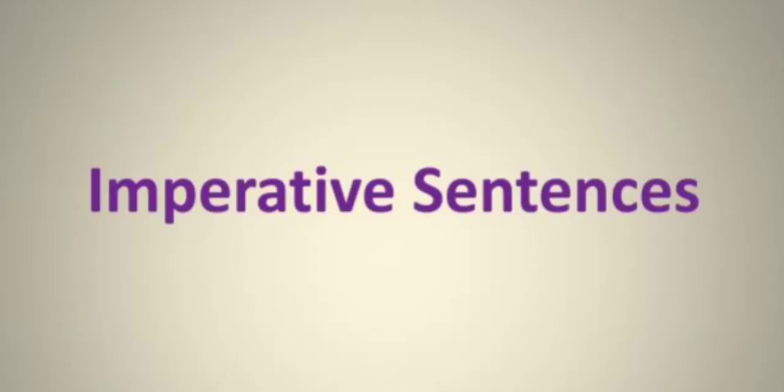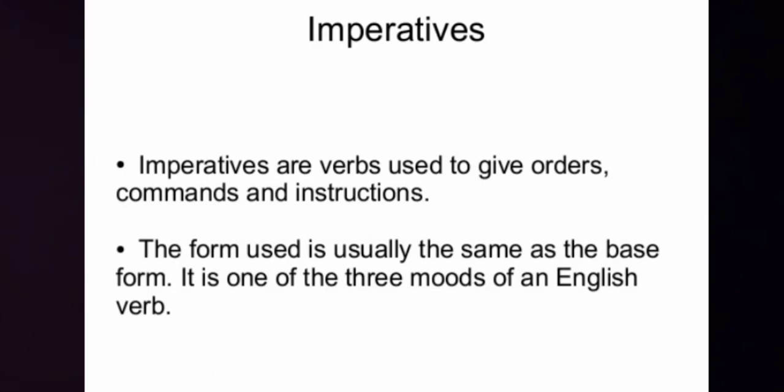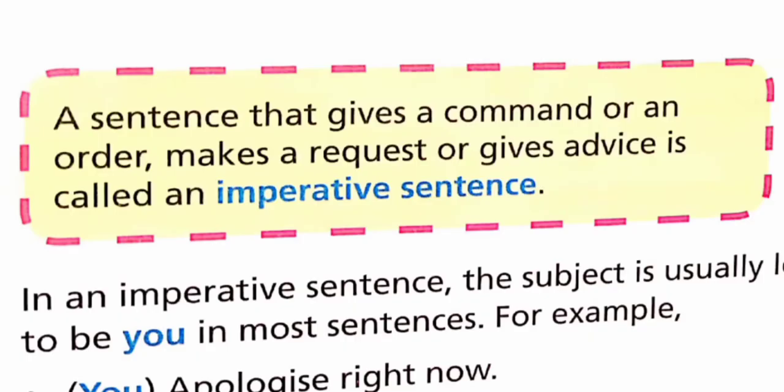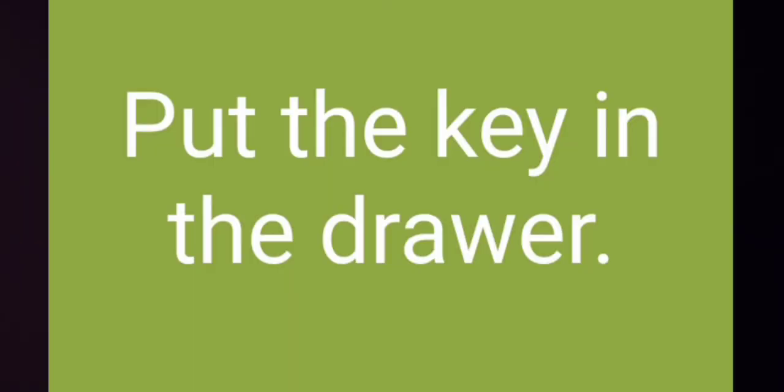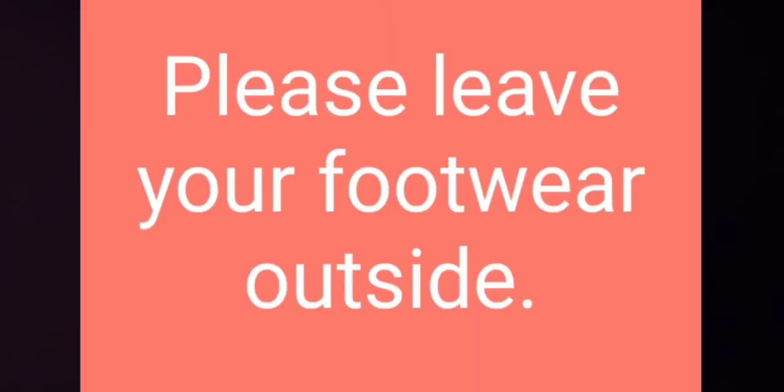Now moving to the next kind of sentence, imperative sentences. Imperative sentences give a command or make a request. Imperative sentences end with a full stop or exclamation mark, depending on how forcefully the sentence is being said. For example, put the key in the drawer. Wait for me. Please leave your footwear outside.